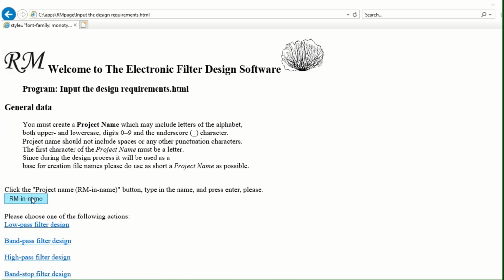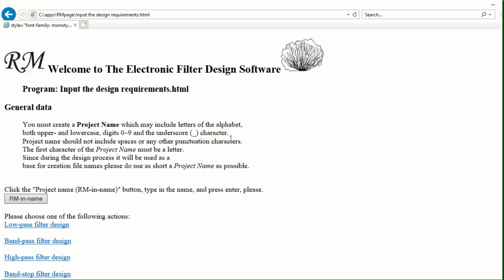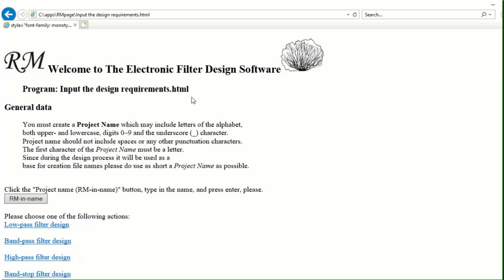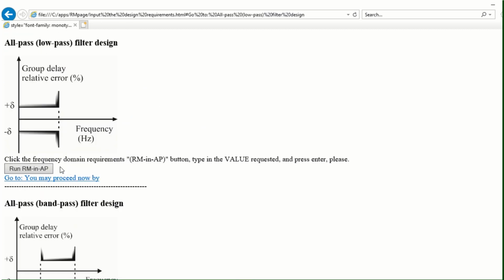To simplify and to make the story shorter, we will use the Bessel filters, and here it is, all-pass, low-pass filter design. This explains what is asked.